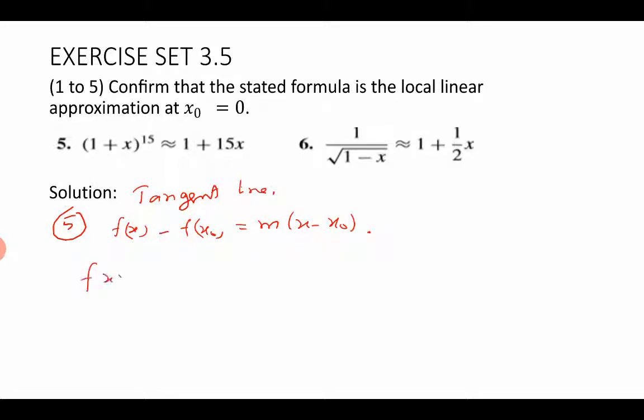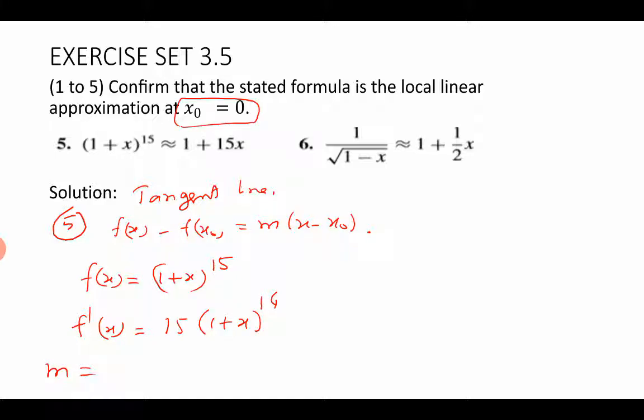You are given f of x is 1 plus x to the power 15. So f dash of x is 15 times 1 plus x to the power 14, and when you use chain rule you get 1. Therefore m is, substitute the value of x is 0, given x is 0, so f prime at 0, 15 into 1 plus 0 to the power 14, you get it's 15.